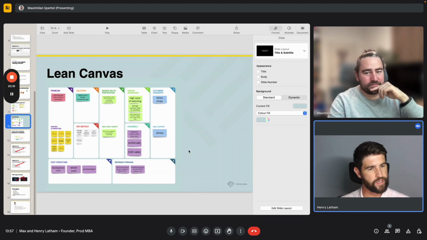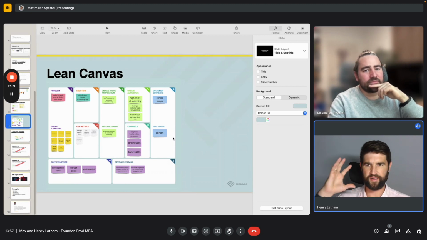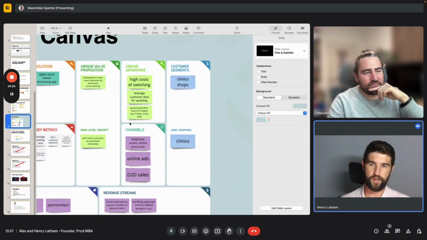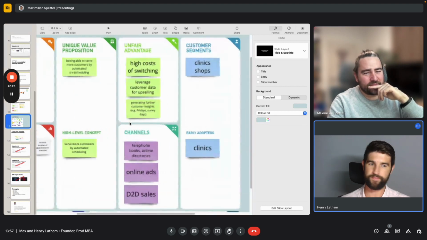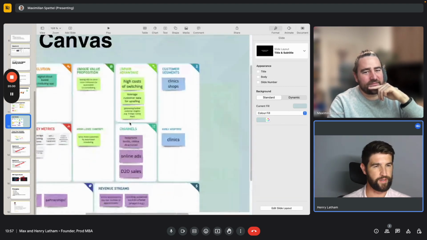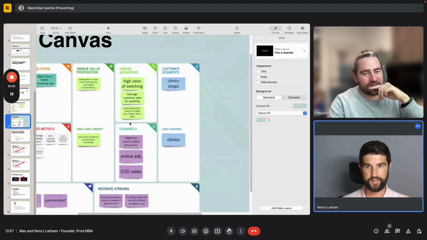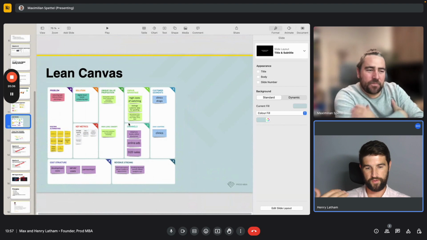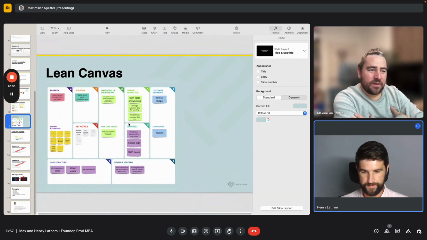Unfair advantage was the only one I felt was a bit shallow, but the unfair advantage is quite an advanced product strategy technique. So you sort of said, well, high cost of switching would be important. And well, why? I don't think people understand what that even is in many cases. Same with leveraging customer data. So going into a bit more detail there.